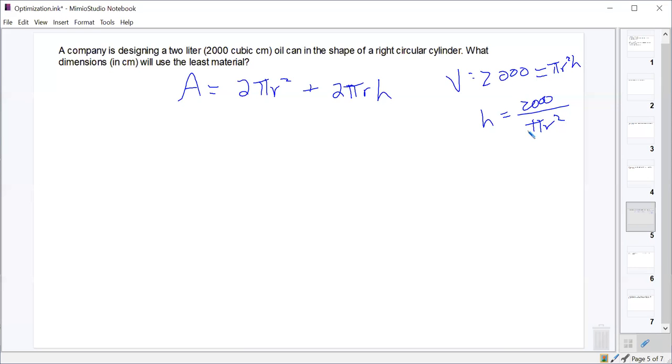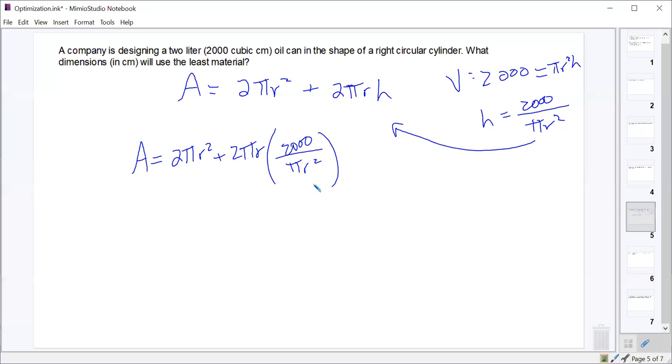So that means we can just take 2,000 over pi r squared, replace the h with it, and we end up with area is 2 pi r squared plus 2 pi r times that 2,000 over pi r squared. Good or no? All right, cancel out the pi's, and we now got surface area is 2 pi r squared plus 4,000, and then r over r squared is over r, or r to the negative 1. And now we're ready to do our optimization, right? We're ready to take our derivative and figure out when this is at a minimum.